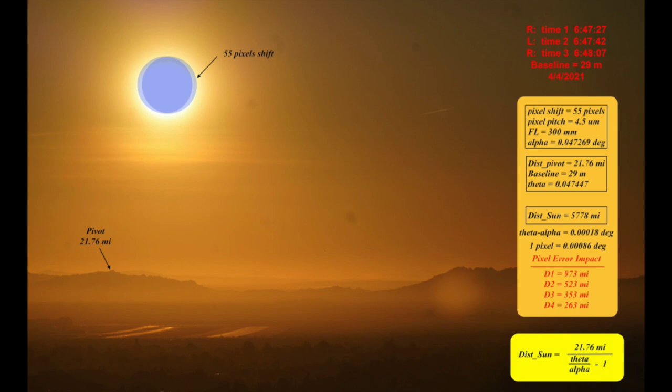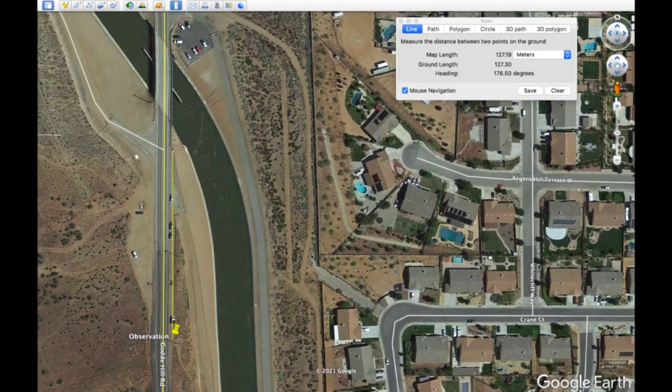So I thought, okay, the simplest thing I can do is increase the baseline. For the second experiment, things turned out much better. And the reason is I increased the baseline to 127.2 meters, and that made all the difference.